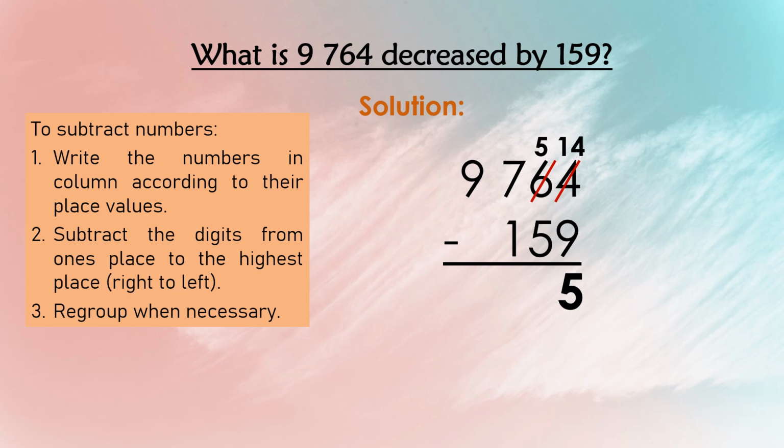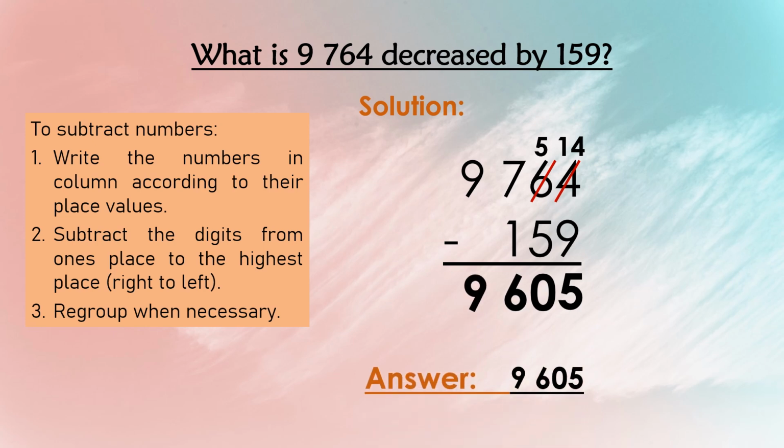Next, subtract the tens digits. 5 minus 5 equals 0. Then subtract the hundreds digits. 7 minus 1 equals 6. And just bring down the last digit. The answer is 9605.